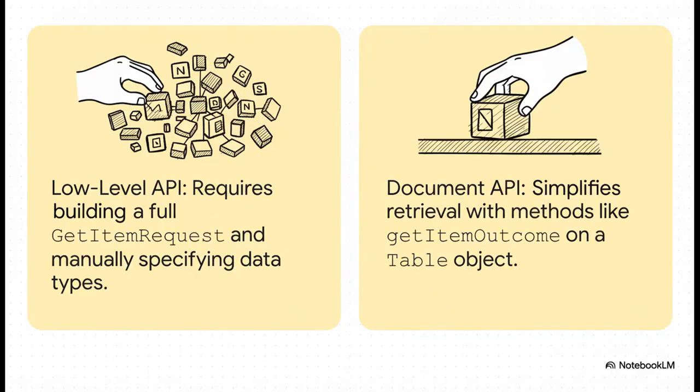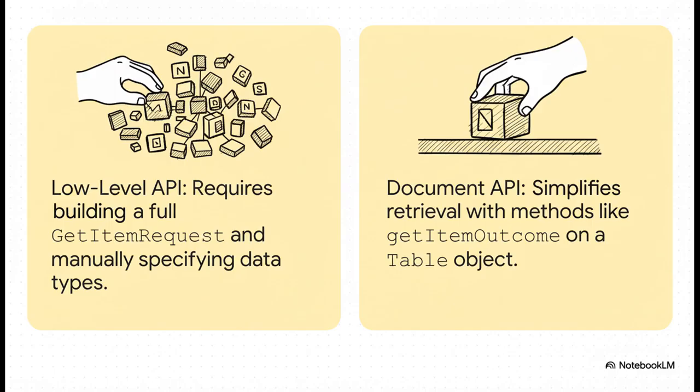And this just illustrates the difference perfectly. Look at the left side with the low-level API. You're manually building every single piece of that request. But then look at the right. With the document API, you just get your table and say, hey, get me the item with this key. It is so much cleaner, so much more readable.